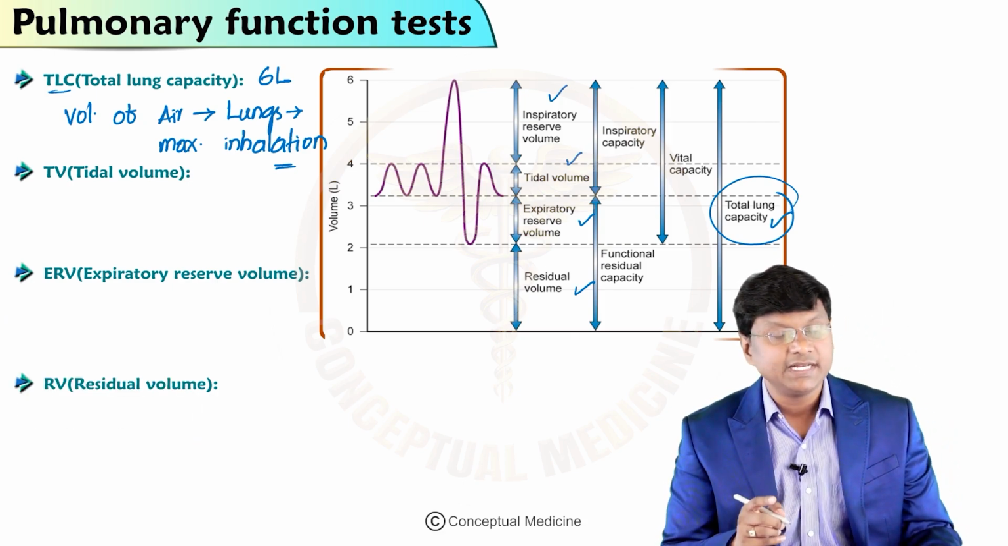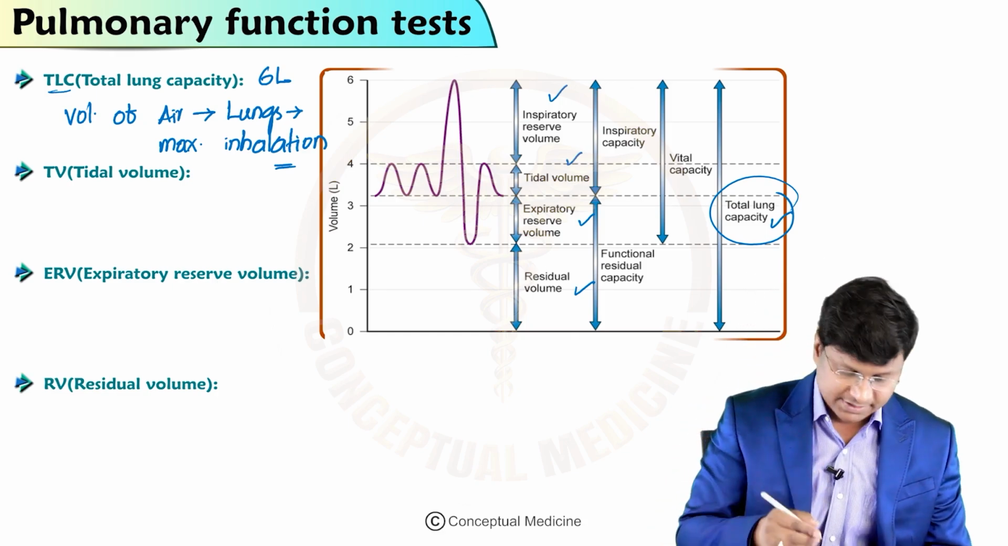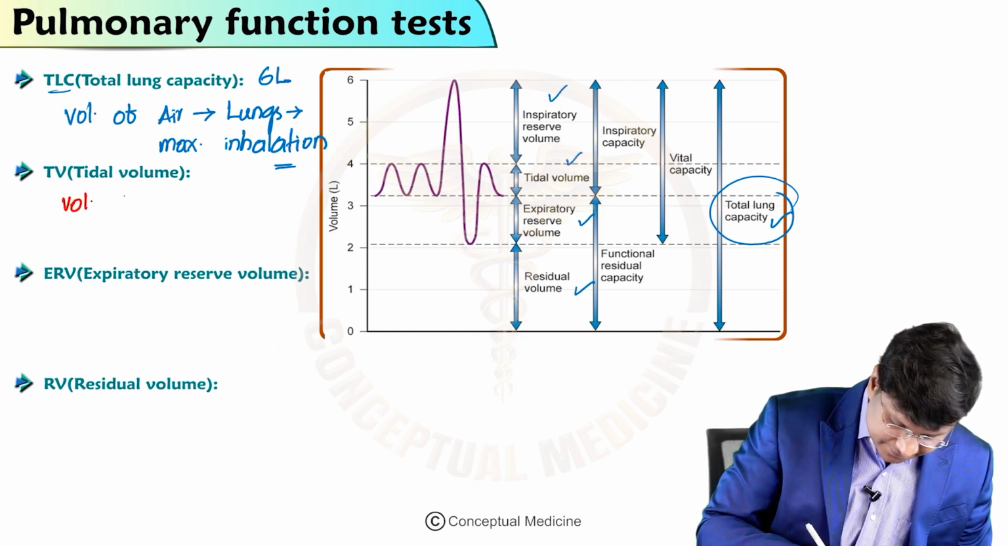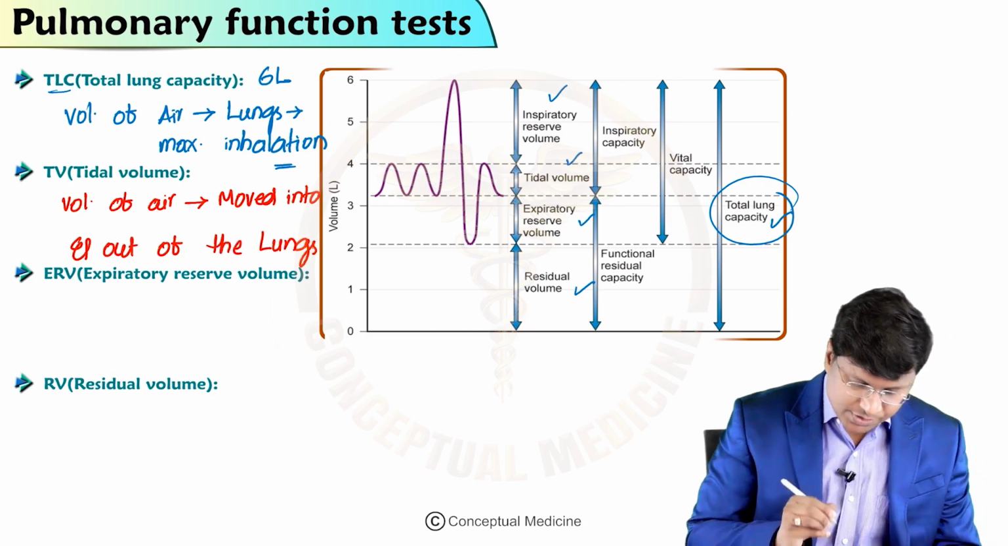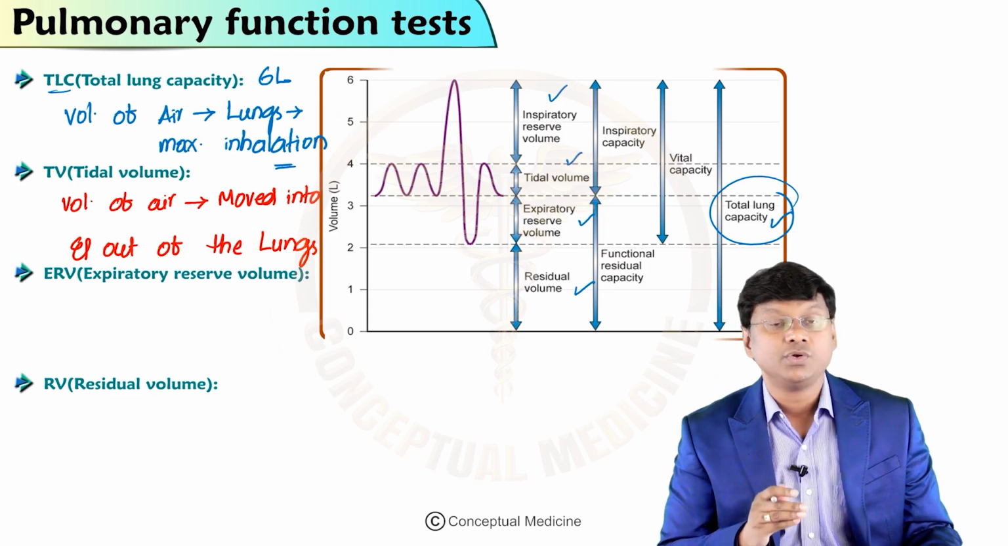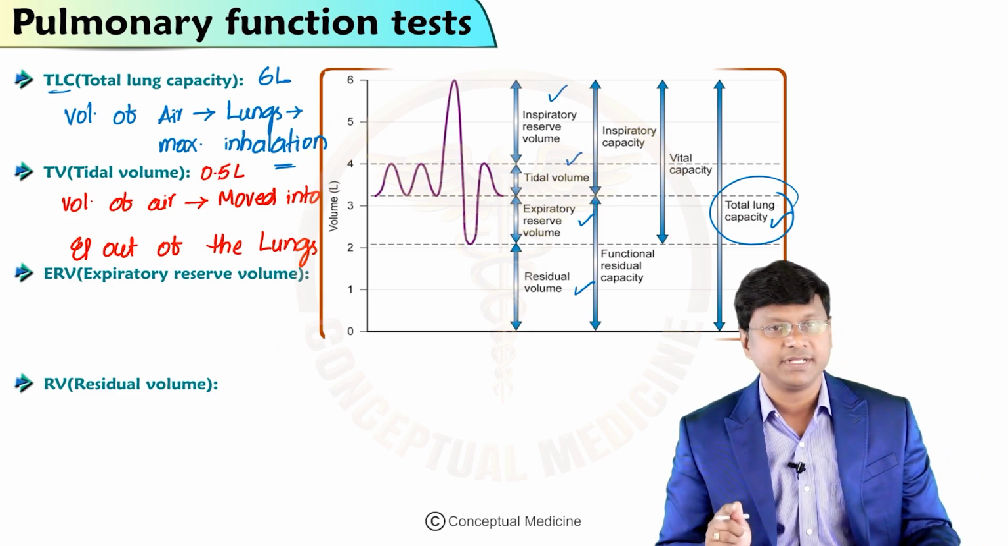Then, what do you understand by this term? Tidal volume. See, tidal volume, it is a volume of air which is moved into and out of the lungs, right? Okay, so that is what is your tidal volume. And how much is the normal tidal volume? The normal tidal volume is around 0.5 liters, right? That is around 500 ml.